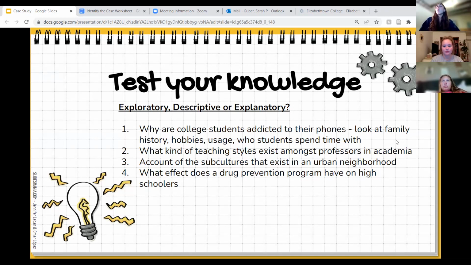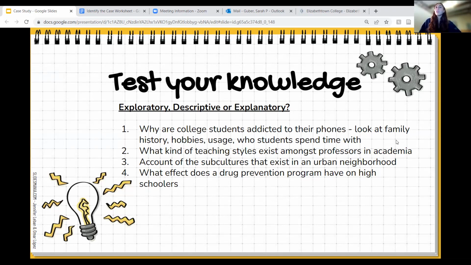Okay, so first, what would this be? Why are college students addicted to their phones? Maybe you want to look at their family history, their hobbies, their usage, who students spend time with. Number 2, what kind of teaching styles exist amongst professors in academia? Number 3, you want to do a case study that accounts the subcultures that exist in an urban neighborhood. And number 4, you want to conduct a case study and look at what effects a drug prevention program has on high schoolers.